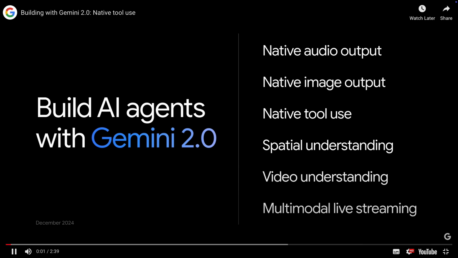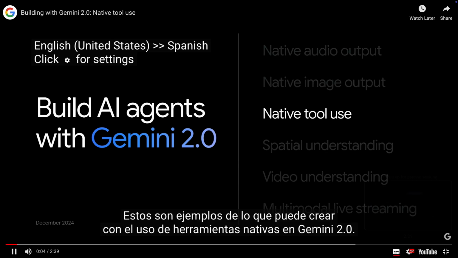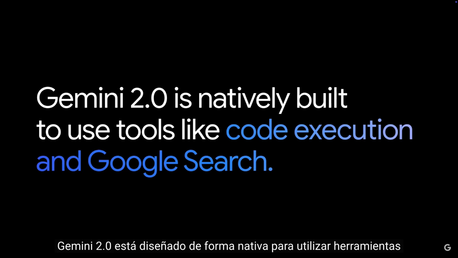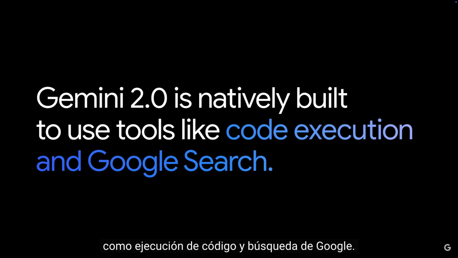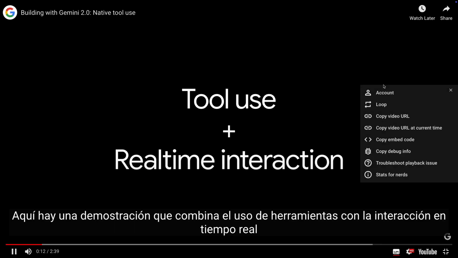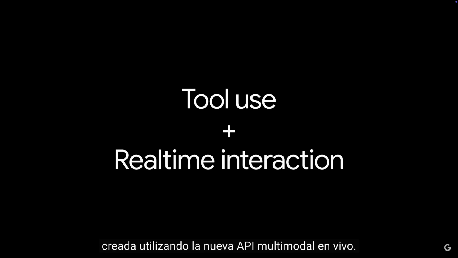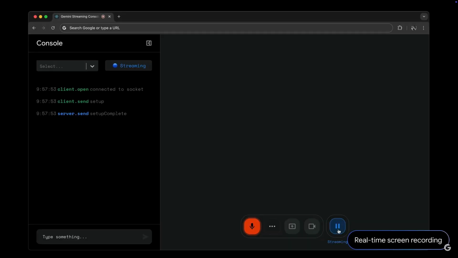These are examples of what you can build with native tool use in Gemini 2.0. Gemini 2.0 is natively built to use tools like code execution and Google Search. Here's a demo that combines tool use with real-time interaction, built using the new Multimodal Live API.